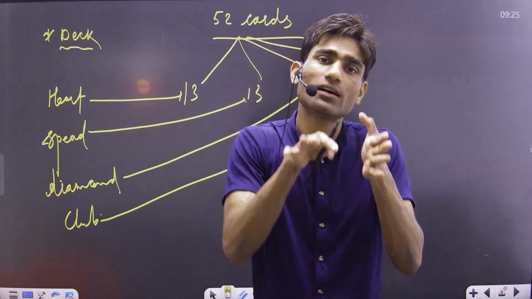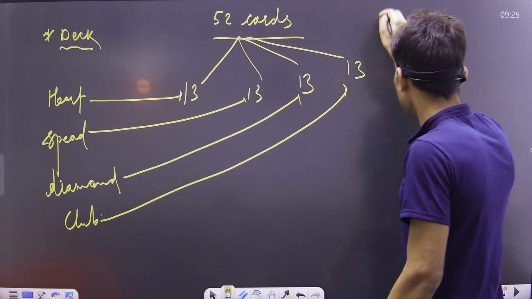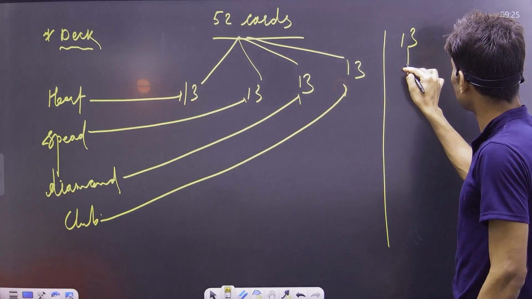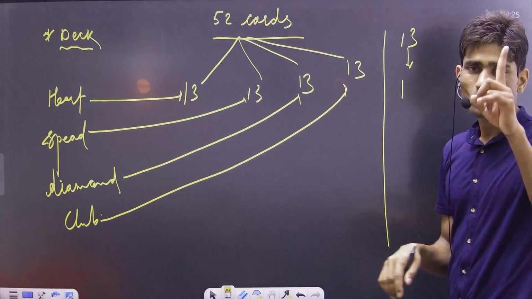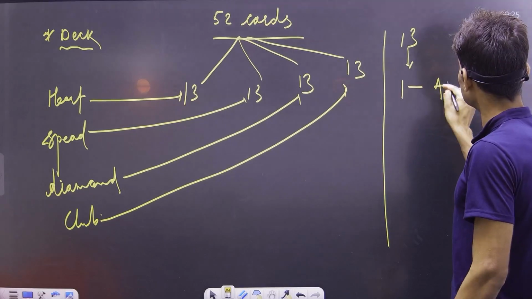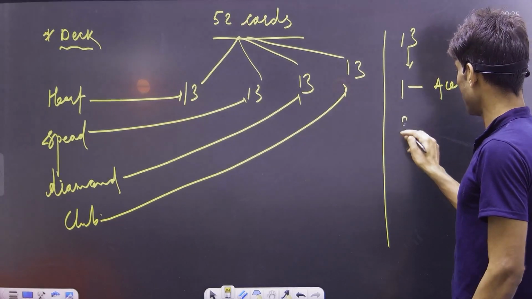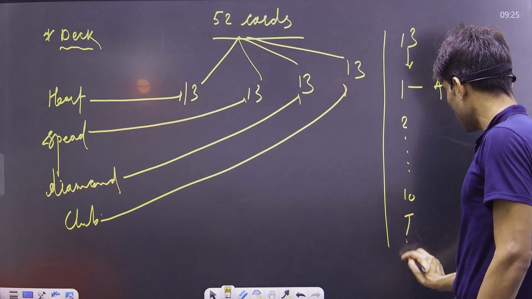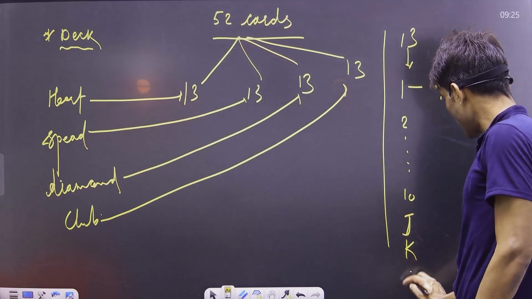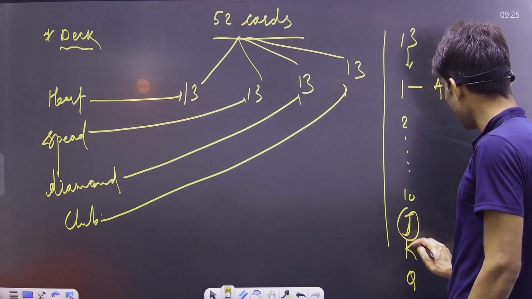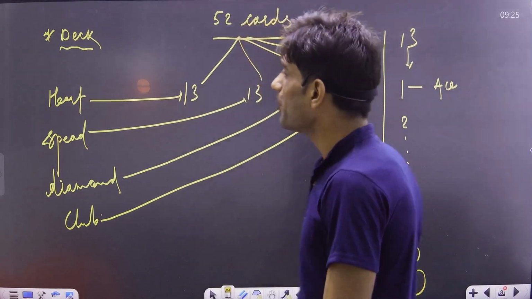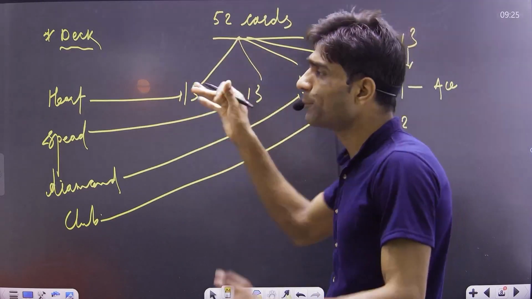Now again, 13 cards are having a division. How many cards do we have here? 13. So we have to go for the division of the 13 cards. First is the ace, we consider one as the ace. Then 2, 3 up to 10, okay. Then jack, king and queen, okay. This is J, K and Q, okay. This is the complete division of our 52 cards.